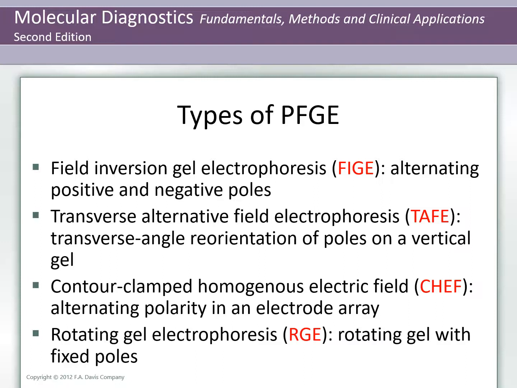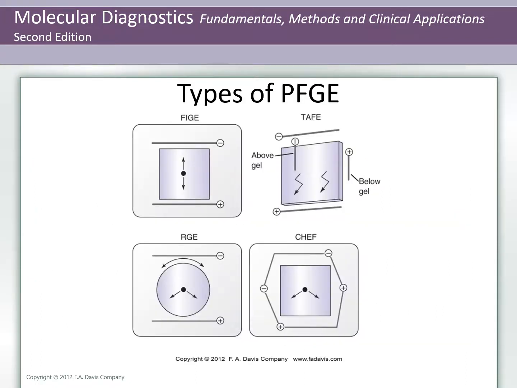Contour-clamped homogeneous electric field uses alternating polarity in an electrode array, and rotating gel electrophoresis uses a rotating gel with fixed poles to perform the procedure. So this slide just shows a visual of the different types of pulsed field gel electrophoresis. The first one, field inversion gel electrophoresis, has alternating positive and negative poles.